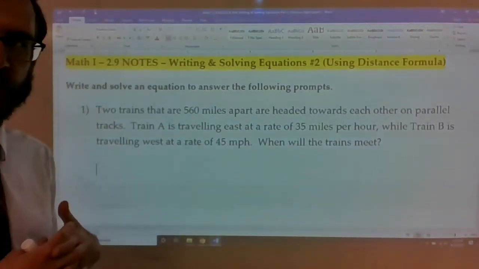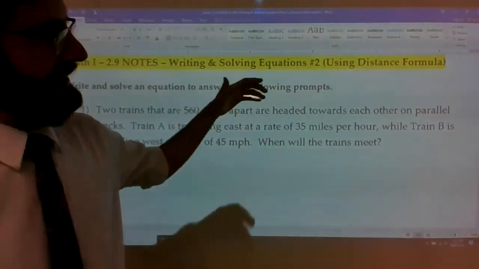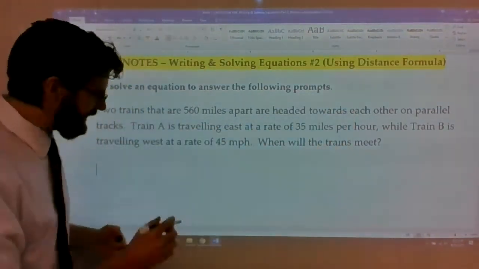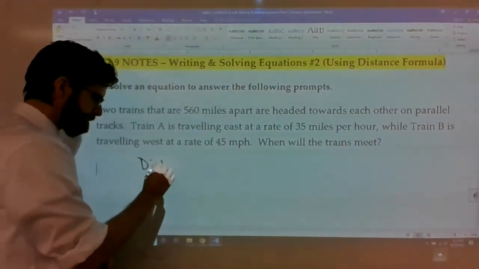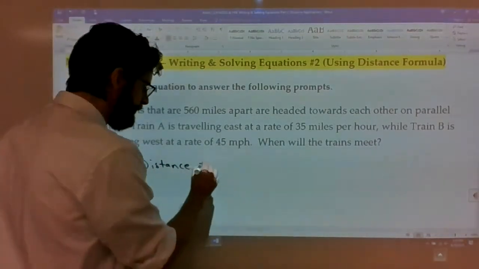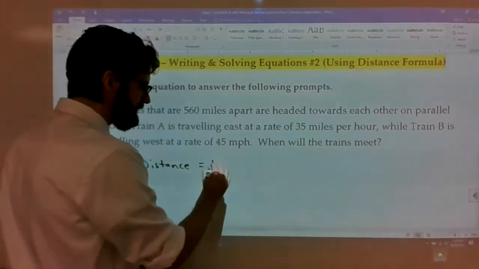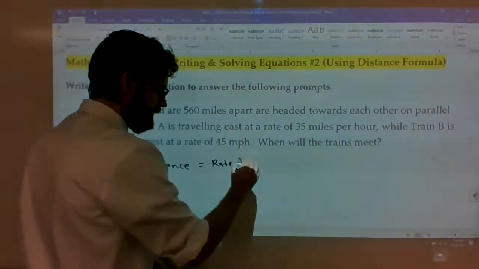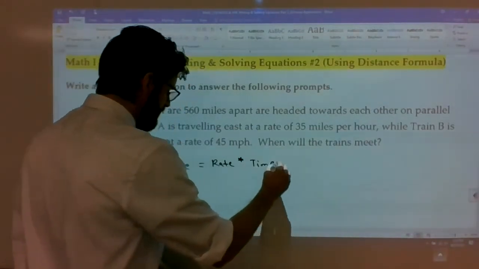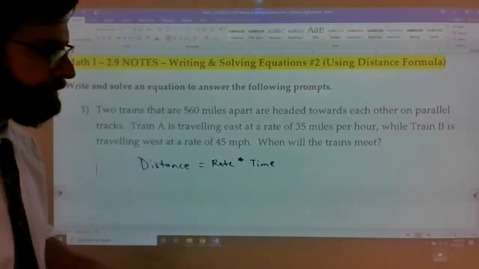We're still writing and solving equations, but this time we're using the distance formula. This is the science formula that relates distance, how far something travels, to how fast it's going, its rate, times the time at which it travels. Yeah, distance equals rate times time.